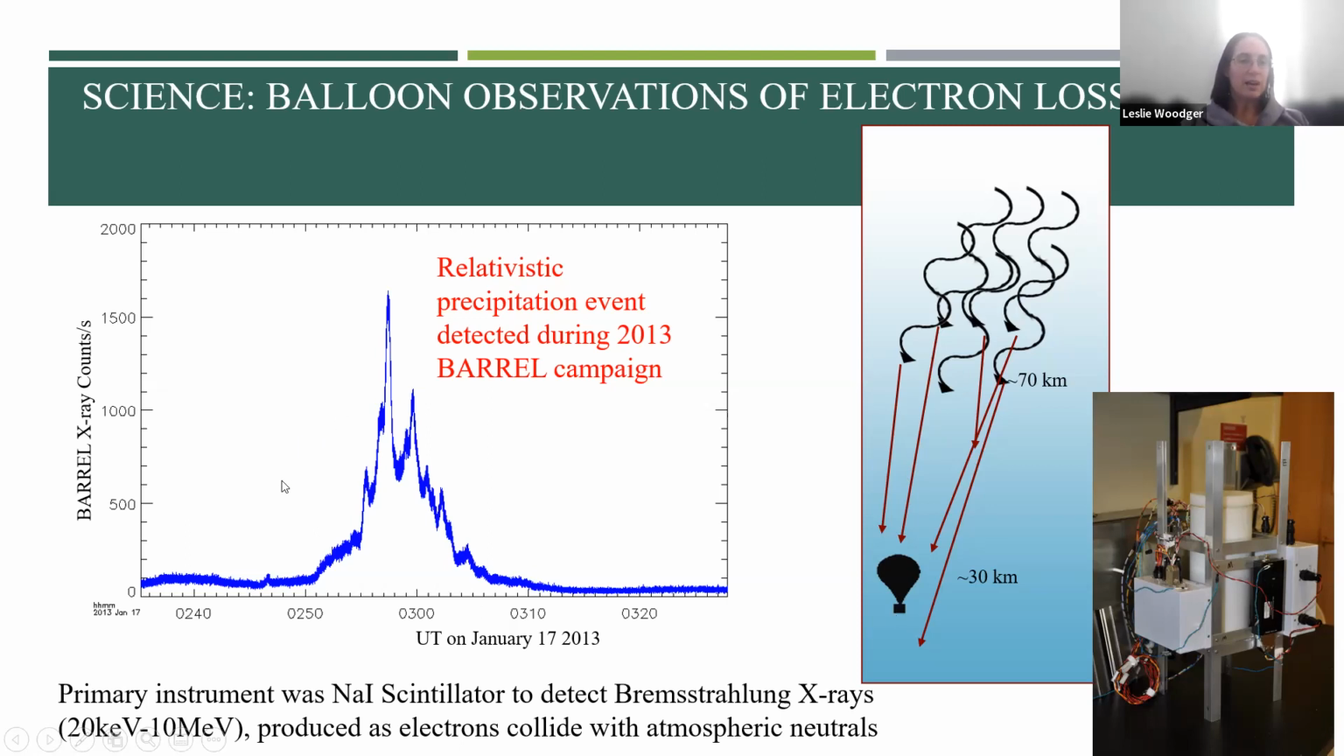On the left here, we have an example of a relativistic electron precipitation event that was detected by one of the BARREL balloons in 2013. On the y-axis, we're plotting BARREL X-ray counts per second and time on the x-axis, and you can see this nice big enhancement during this time period of precipitation.